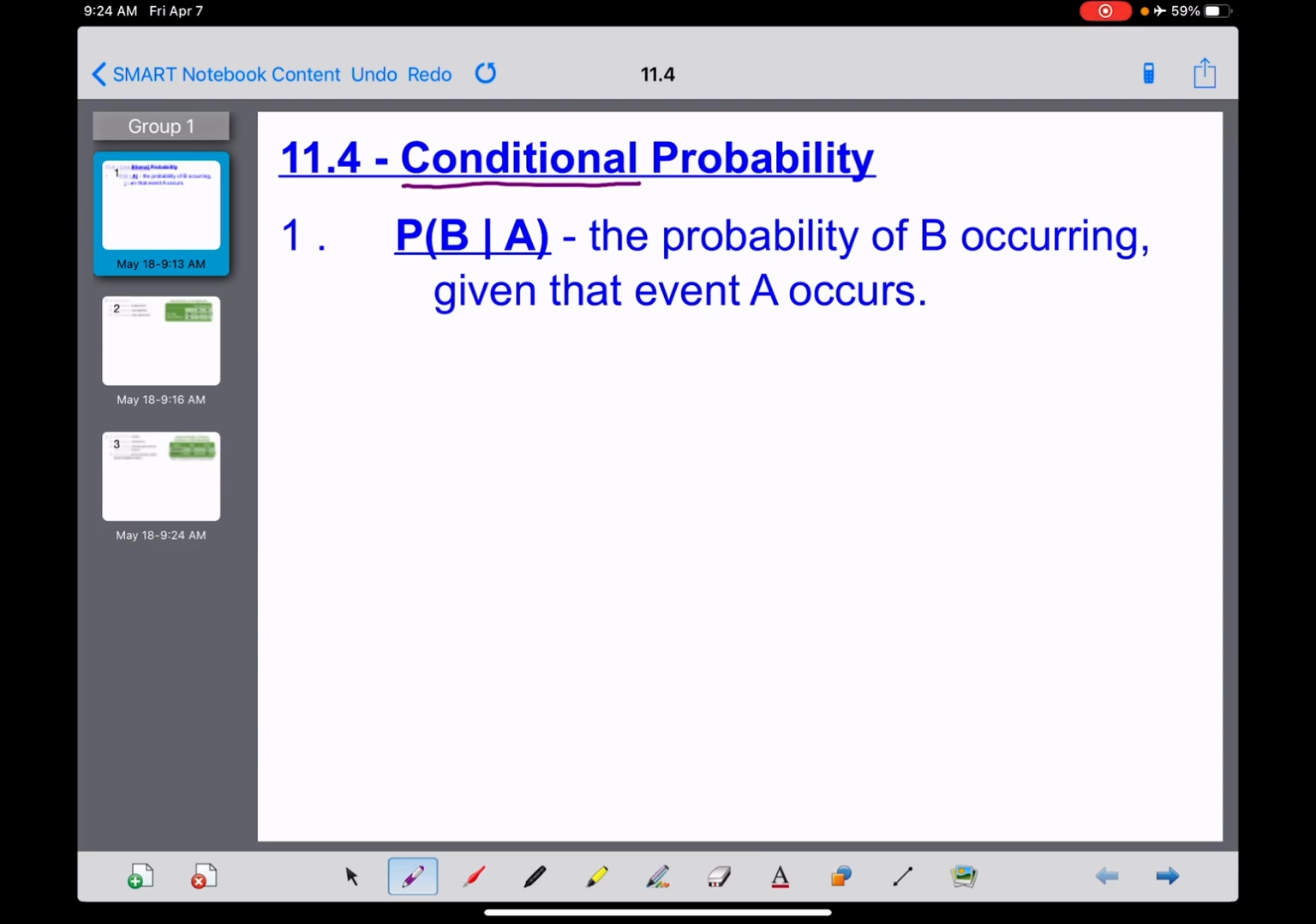So the first thing we're going to do is introduce a notation that looks a little bit weird. The P still stands for probability. A and B are still the events, but we've got this vertical bar in the middle. We would read this as the probability of B occurring given that event A occurs. This usually occurs with multiple events or multiple draws, wanting to know that if one thing happens first, what then is the probability of something else happening after that?